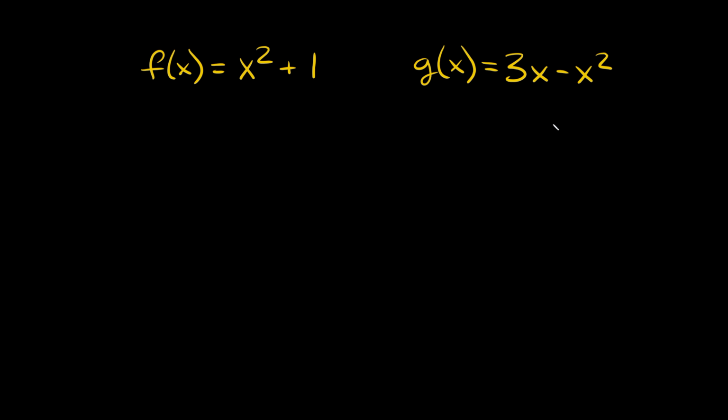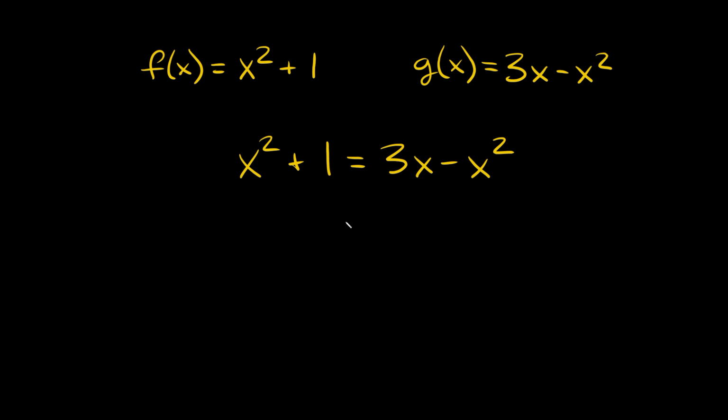If you want to find values for where f of x is equal to g of x, all you have to do is set this function equal to this function. So for f of x, we're going to say x squared plus 1 is equal to g of x, which is 3x minus x squared. Now we just want to solve for x.